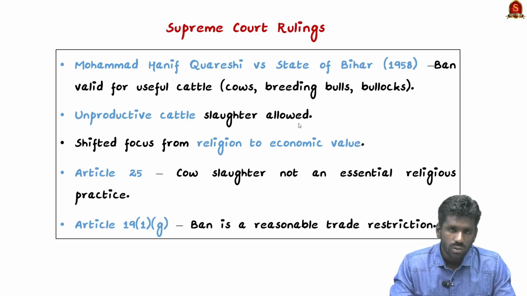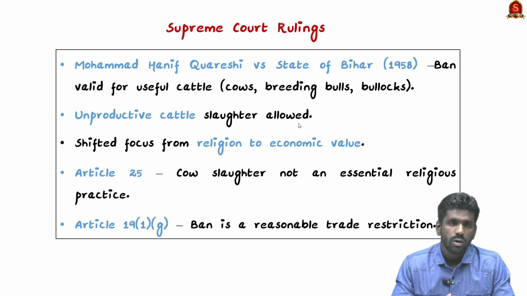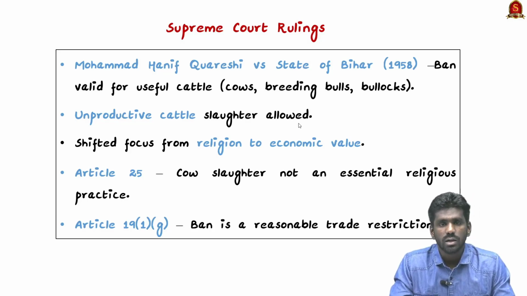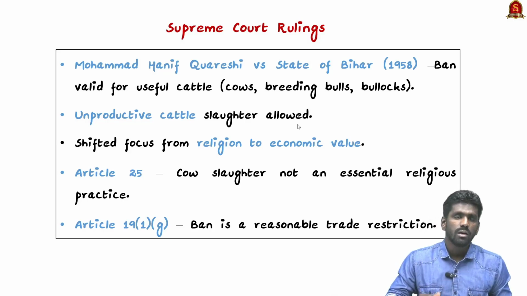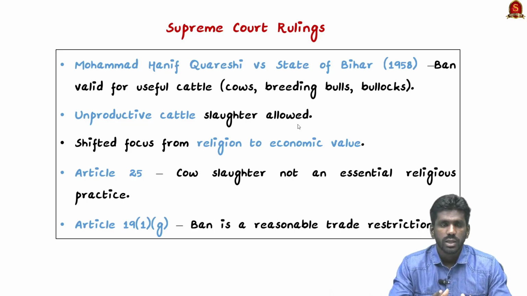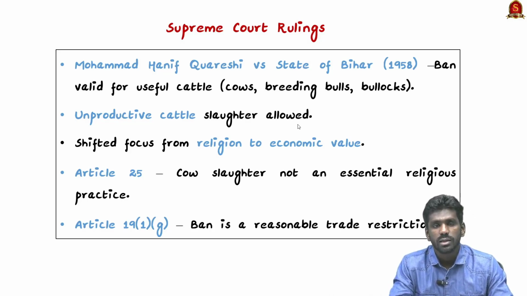The court also ruled that the slaughter of unproductive cattle cannot be banned. So it only protected the productive cattle. That means the slaughter of productive cattle can be banned, but the slaughter of unproductive cattle cannot be banned. So this is what the Supreme Court said in this case. Here the Supreme Court shifted the focus from religious sentiments to economic considerations. It also stated that cow protection was primarily for economic benefits rather than religious reasons. So this was true indeed.